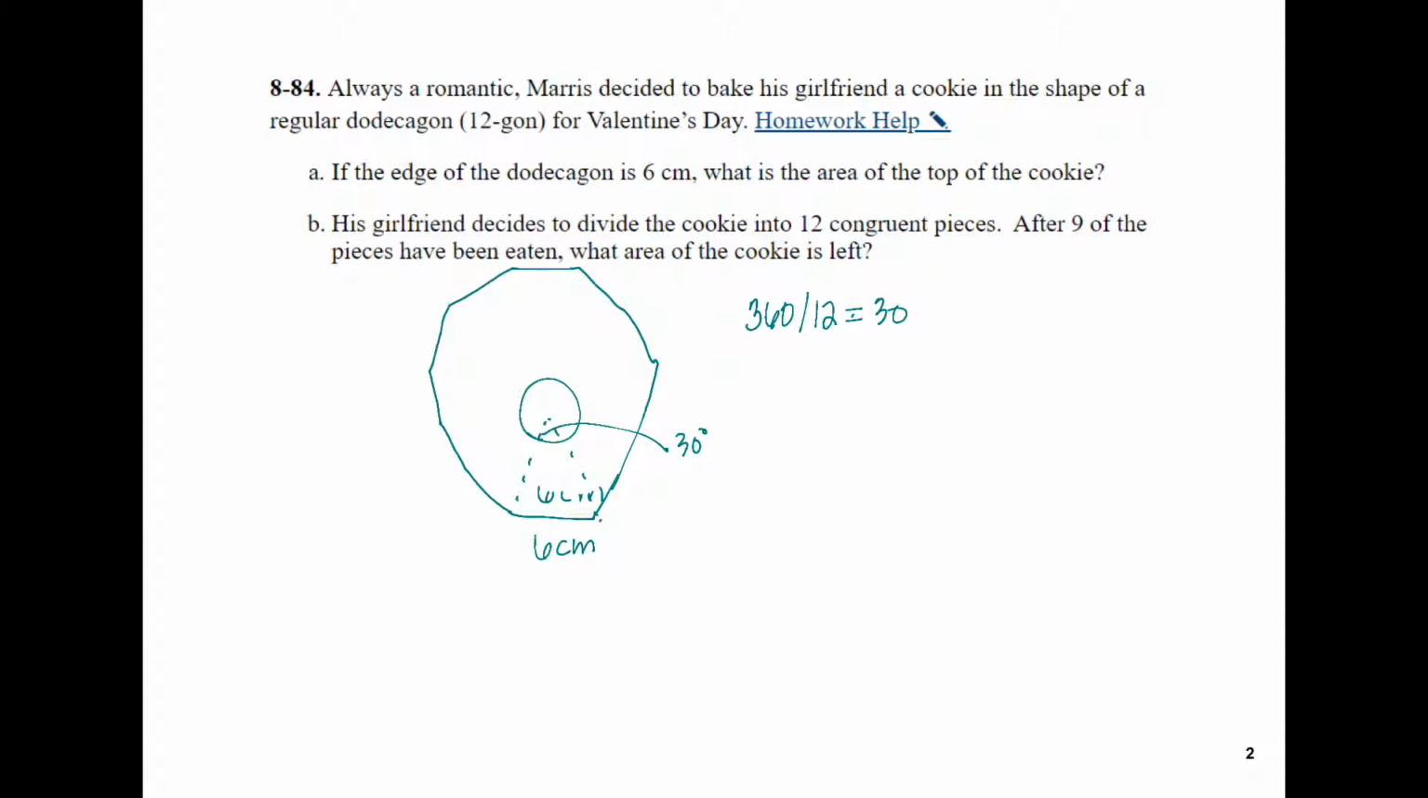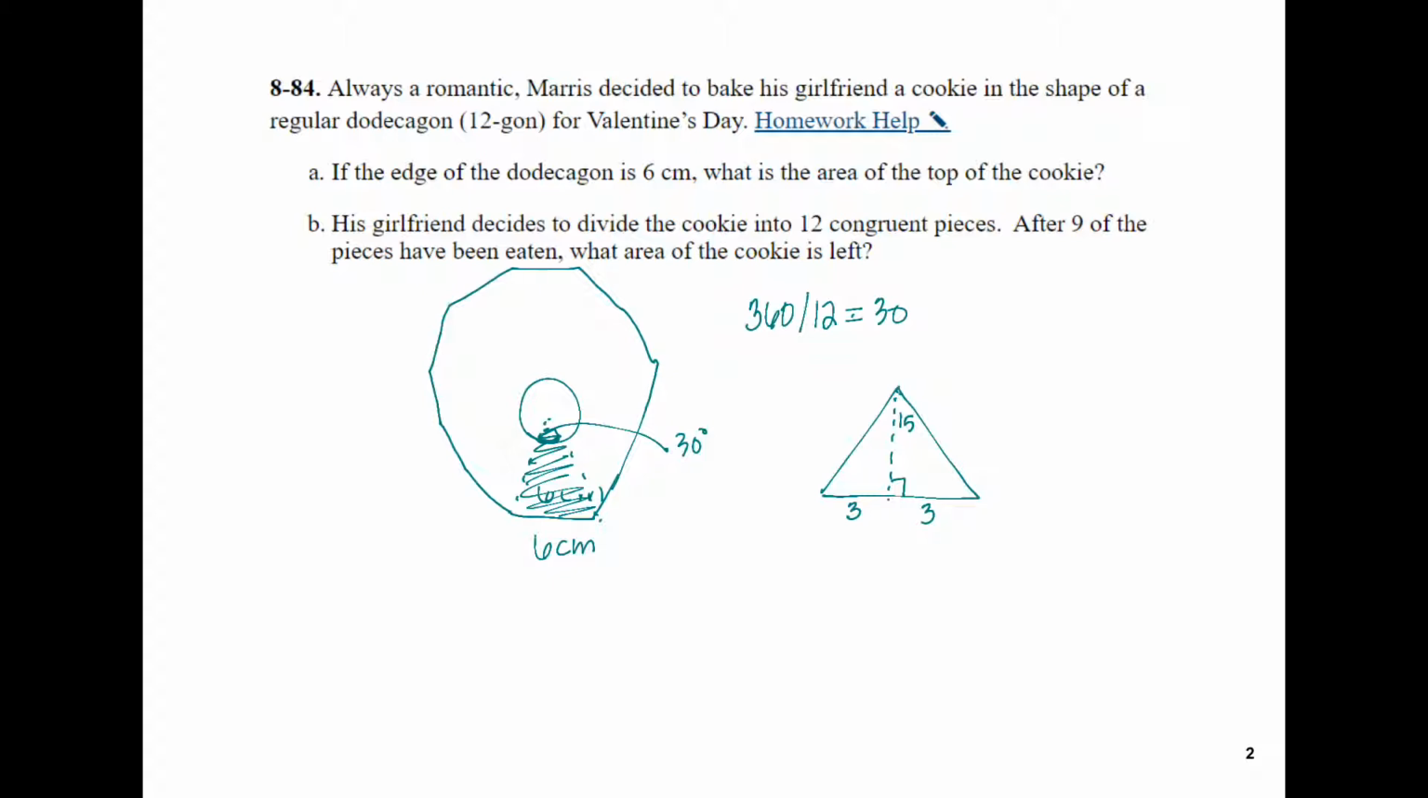So if we're trying to find the area of our entire cookie, we need to find the area of these 12 triangles that make up the inside. So if we draw our triangle, and we said that the whole central angle is 30, we can cut that in half and make 15 degrees. We can also cut our 6 centimeters in half and make it 3. We can then use our trig to figure out our missing pieces.